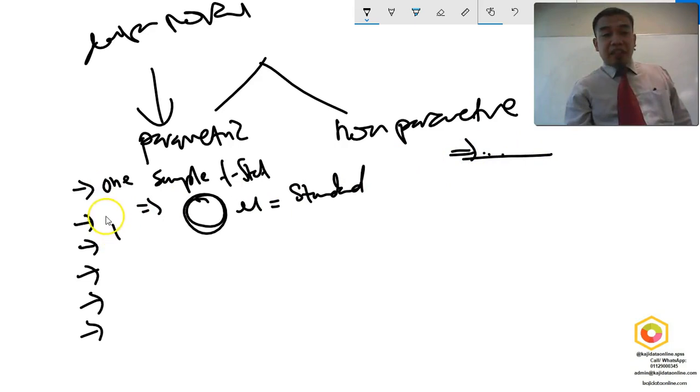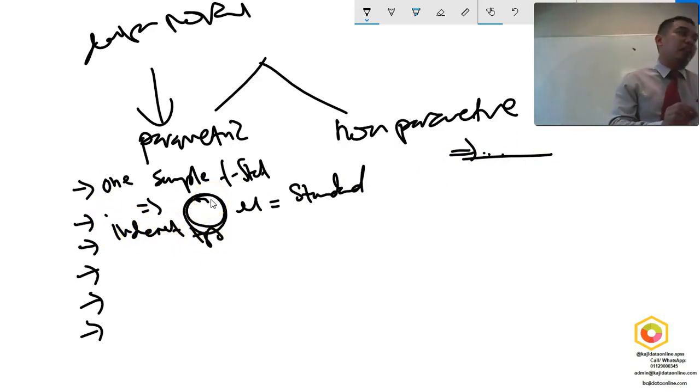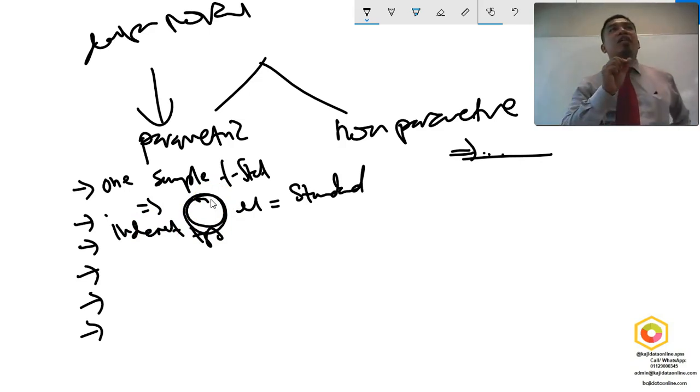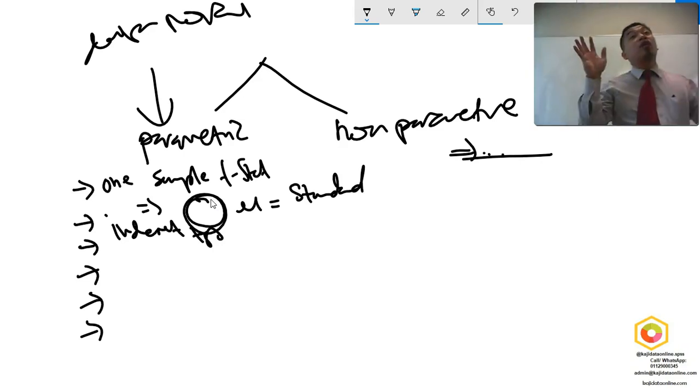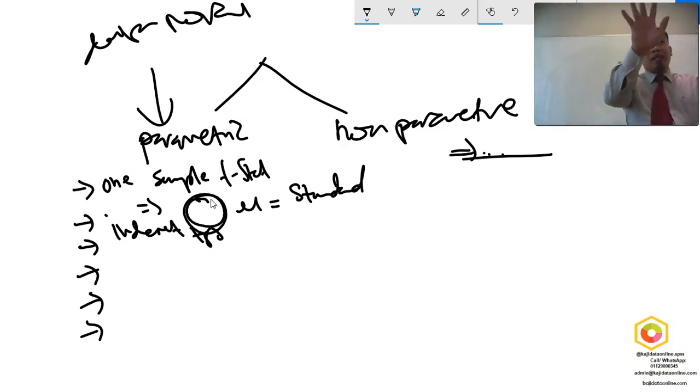The second one is the independent sample t-test. The independent sample t-test can be defined as a measure of the differences between two independent groups. For example, this is group A, this is group B. I have blood pressure from group A and blood pressure from group B. The first thing I need to do is run the normality test. If the data is normal and I want to compare A and B, I'm going to use the independent sample t-test.